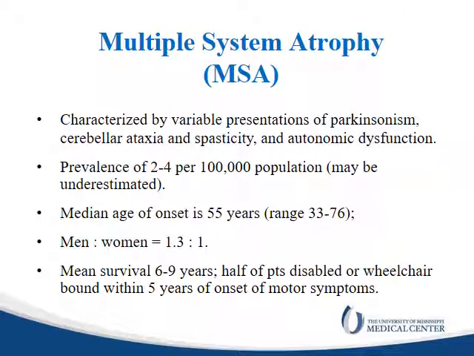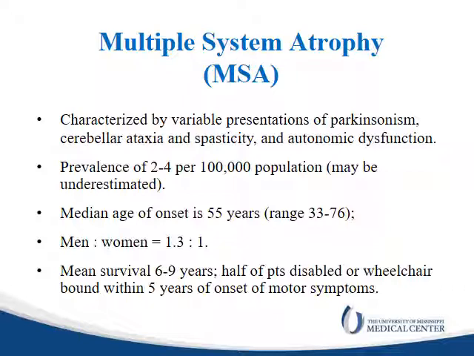Multiple system atrophy is another atypical Parkinsonian syndrome, characterized by a varying presentation of Parkinsonism, cerebellar ataxia, spasticity, and significant autonomic dysfunction. The key feature for MSA is that oftentimes patients present with predominant autonomic dysfunction, including orthostatic hypotension, urinary incontinence, and urgency.